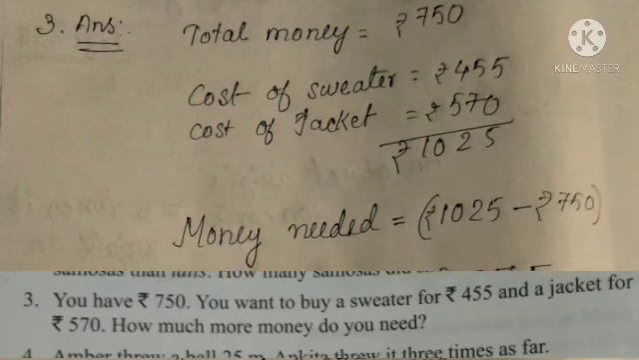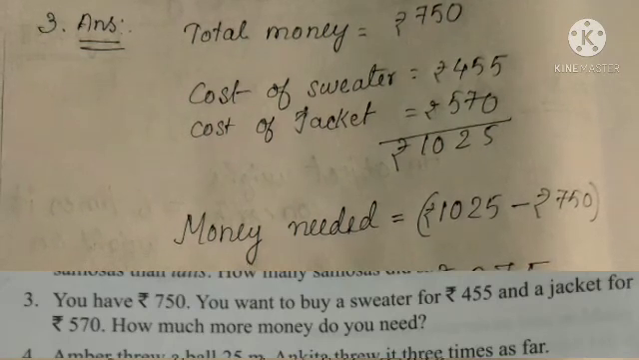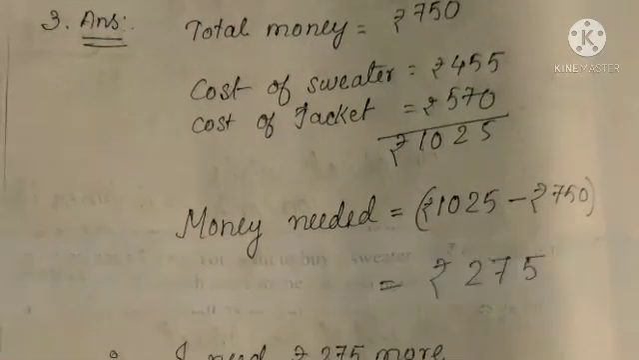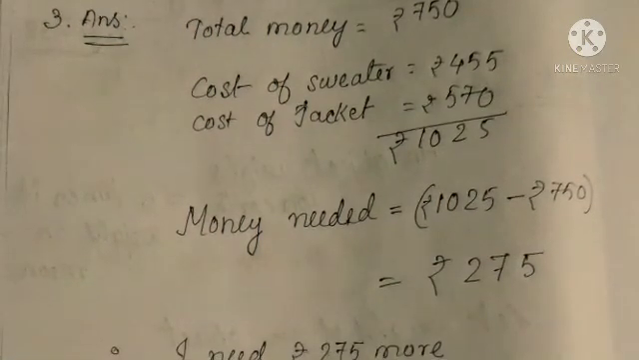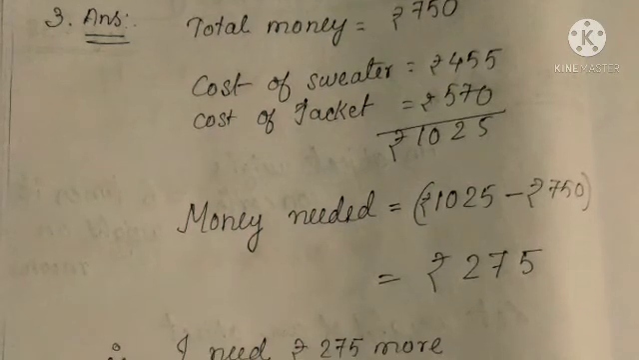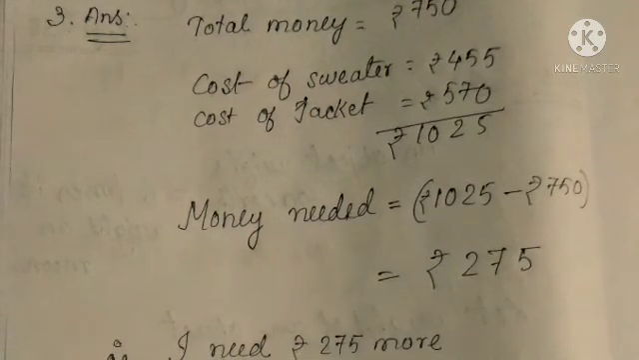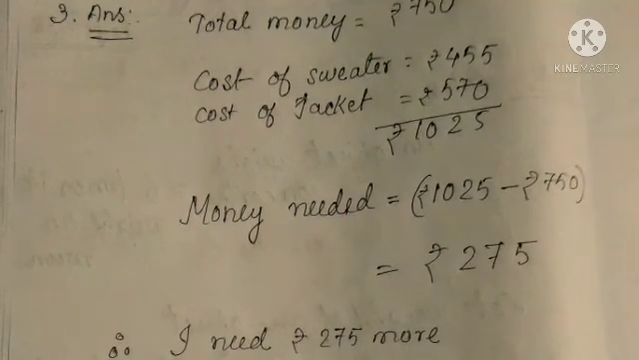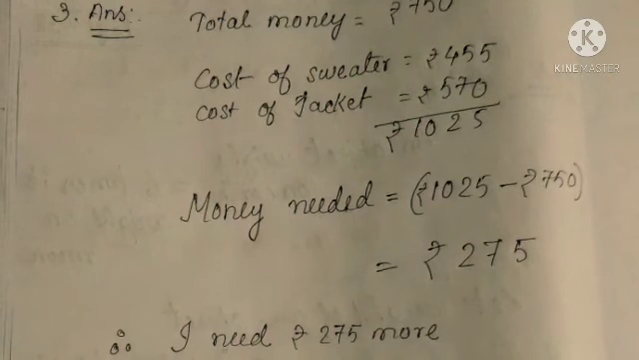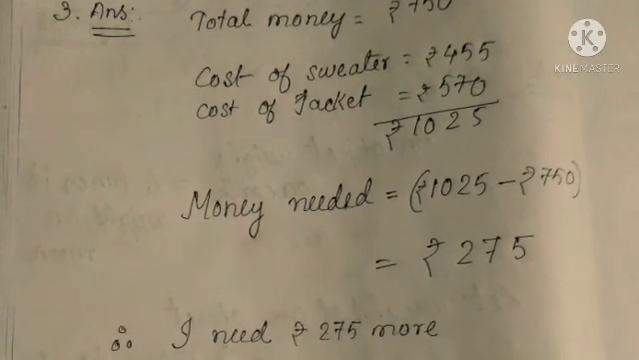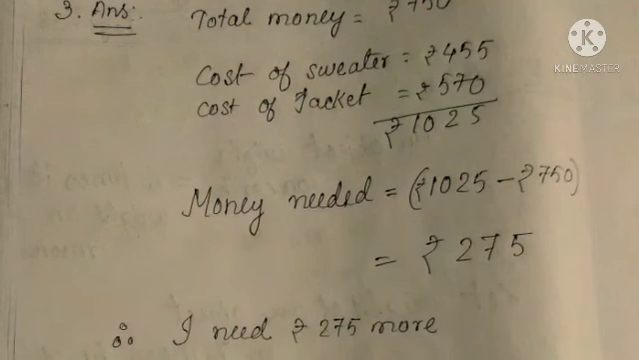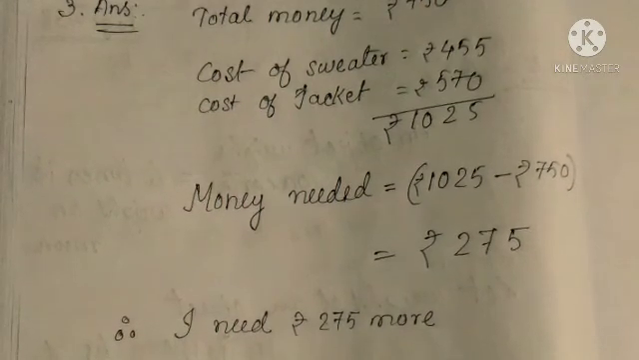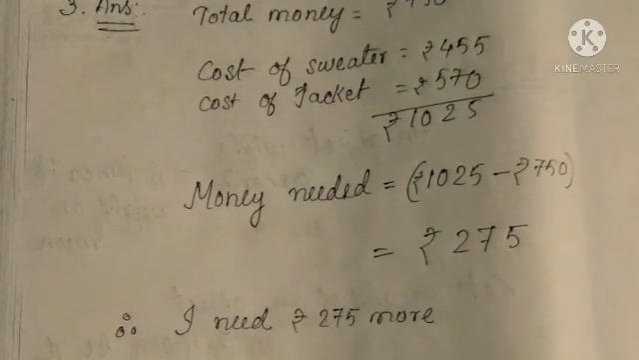So that means the total money you need is 1025 but you have 750. So obviously from the total money you need, you have to subtract the money you have, right? So if you subtract, then the answer you get is rupees 275. So then you have to write, therefore I need rupees 275 more to buy the two items. Okay, so just as I have written here, in this way you have to write.